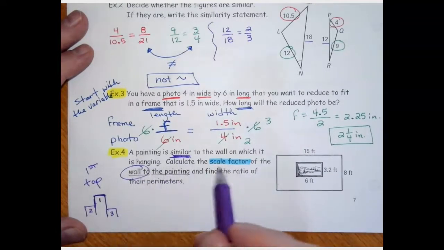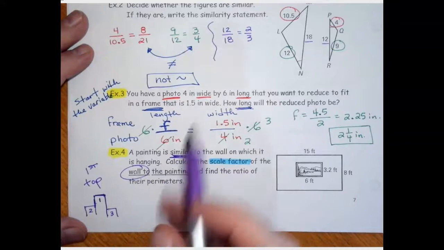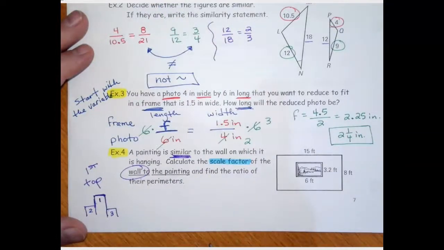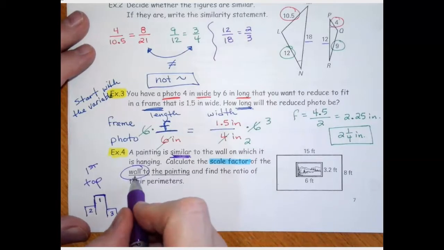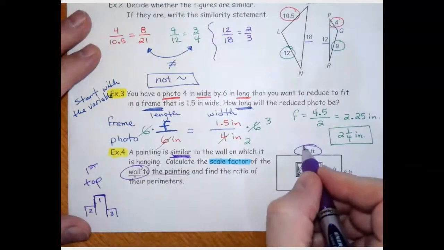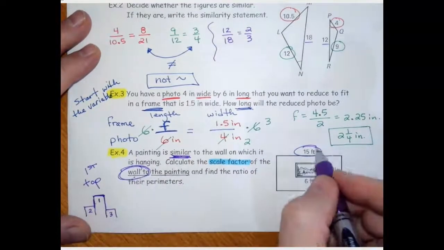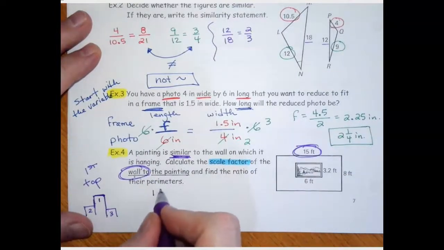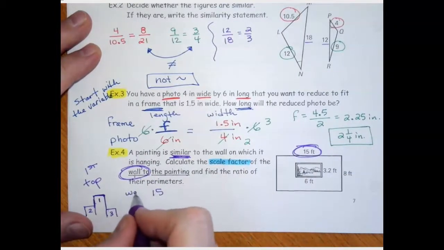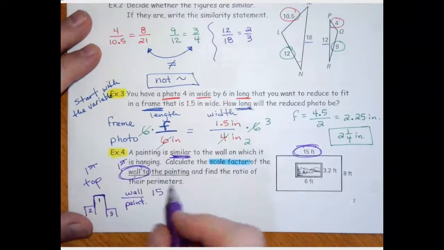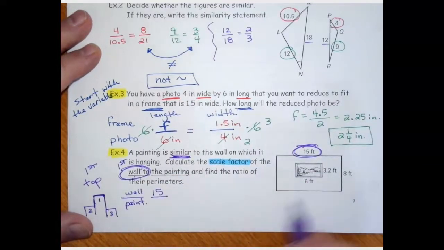Whatever they say, when they ask for a scale factor, and you need the two vocabulary words from this lesson, which are similar and scale factor, whatever comes first goes on top. So the wall was first, so the wall needs to go on top. So that's going to be the wall over the painting because the wall was mentioned first. Okay, so that's going to be 15 over 6.